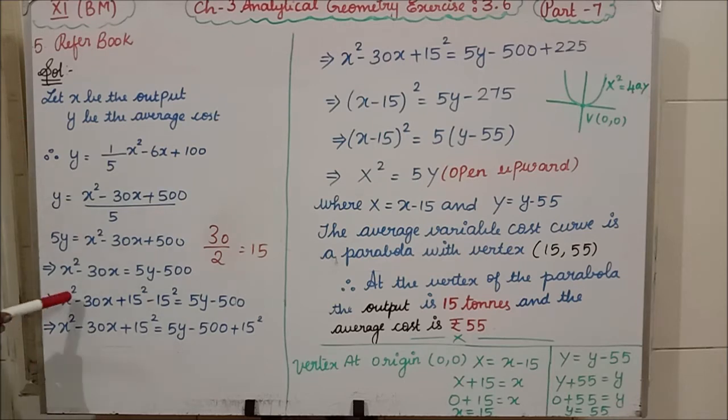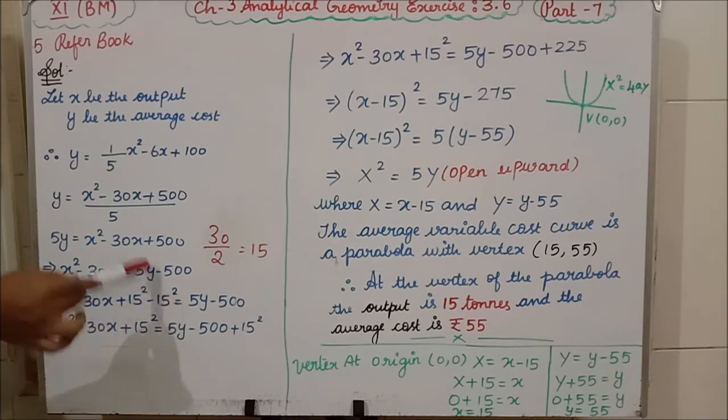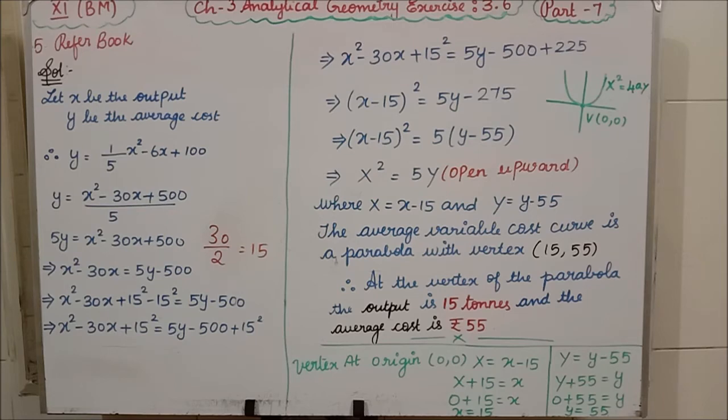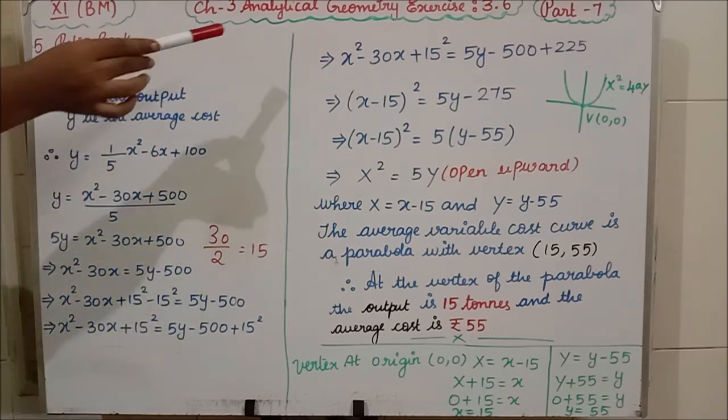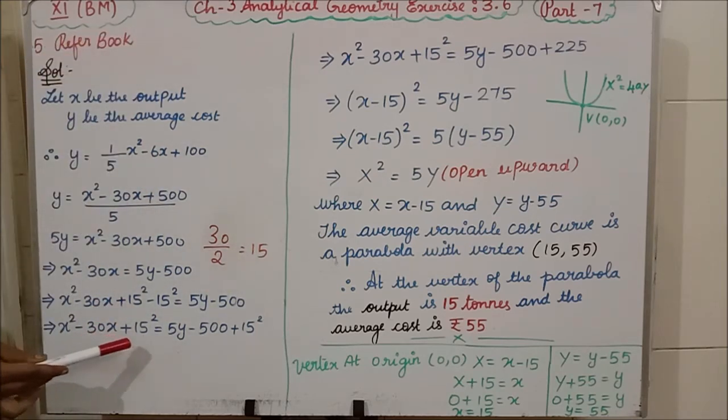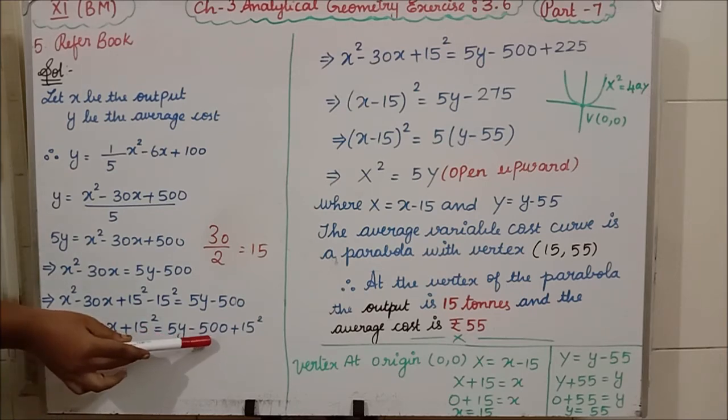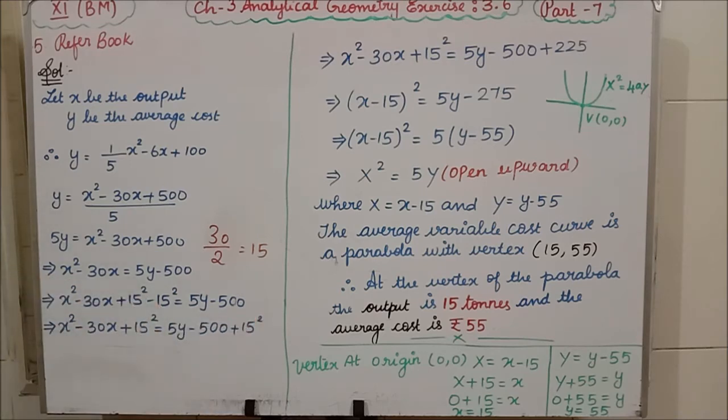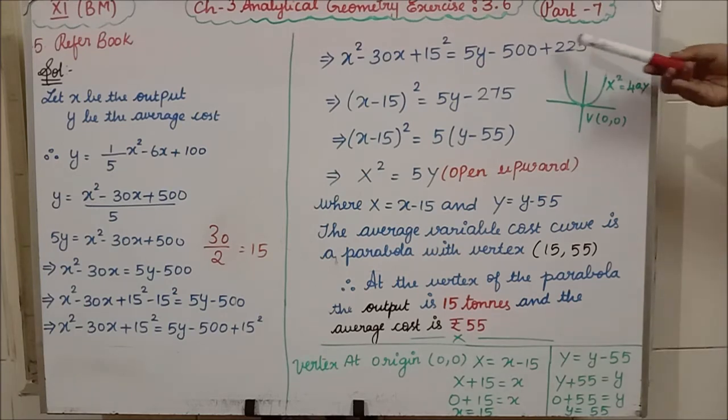In the next step, x square minus 30x plus 15 square. When minus 15 square goes to that side, it becomes plus 15 square. Clear? Next step implies x square minus 30x plus 15 square is equal to 5y minus 500 plus 15 square. 15 into 15 is what? 225. So what have I written there? 225. See, I have written here minus 500 plus 225.